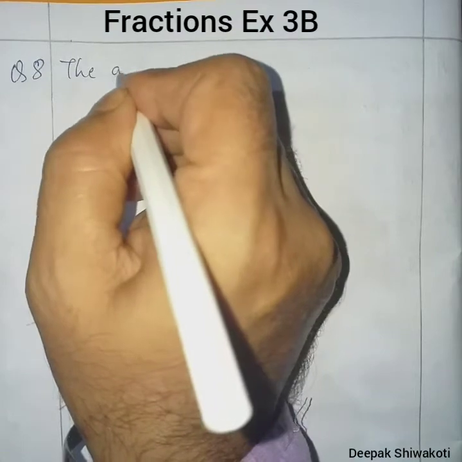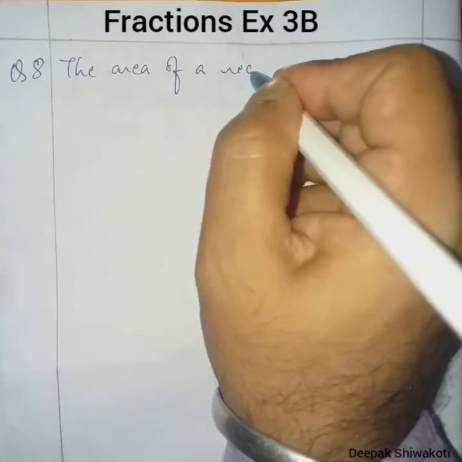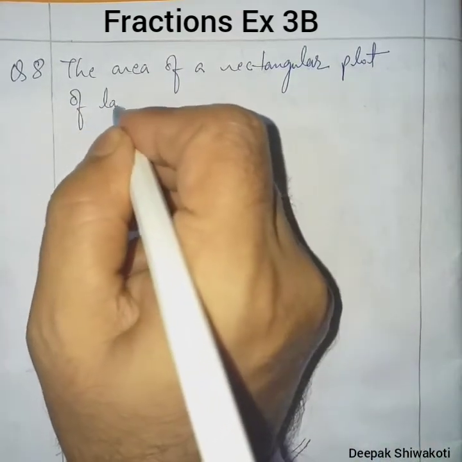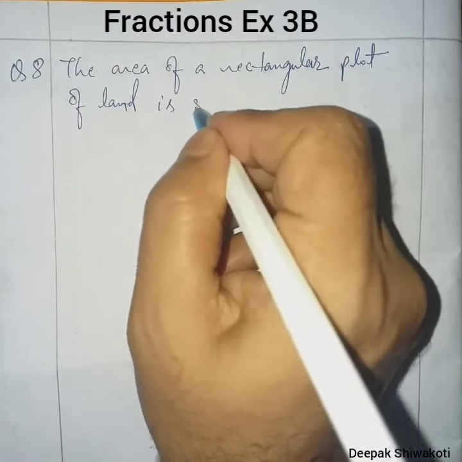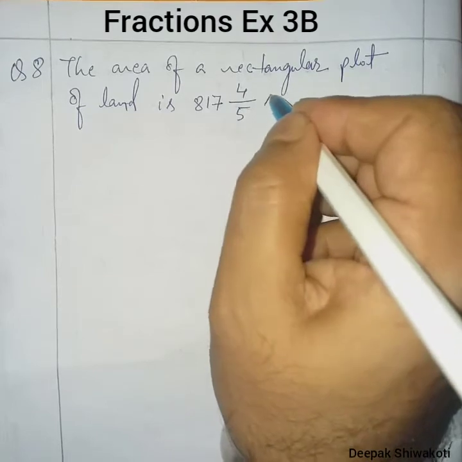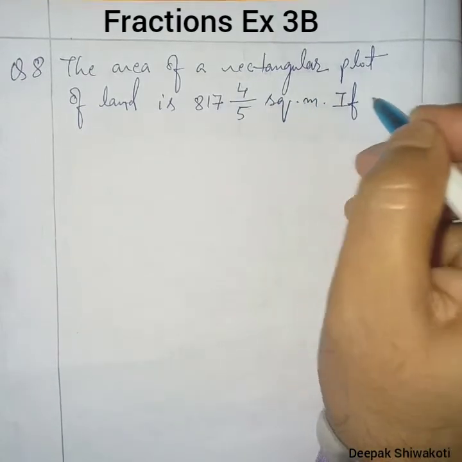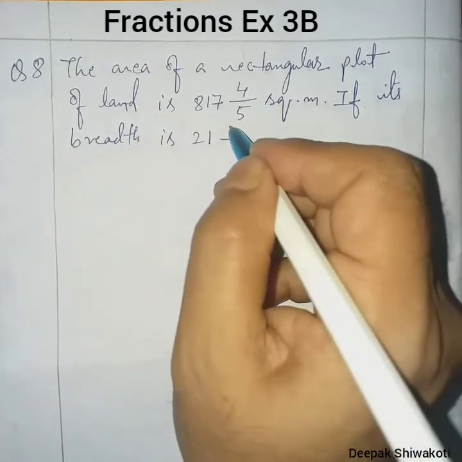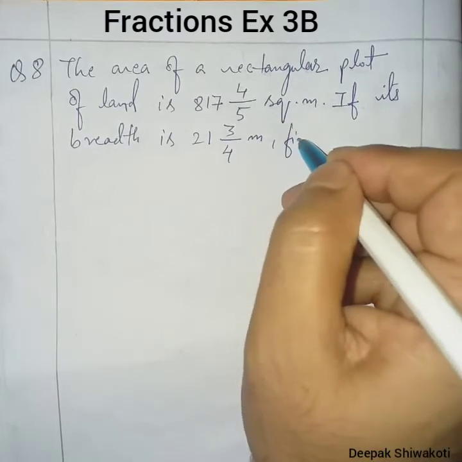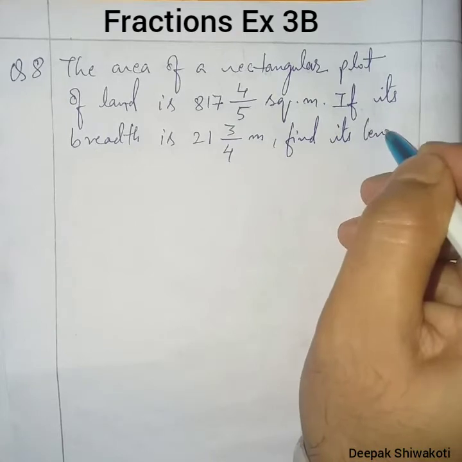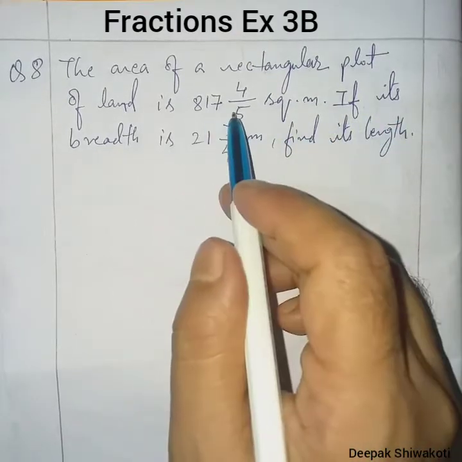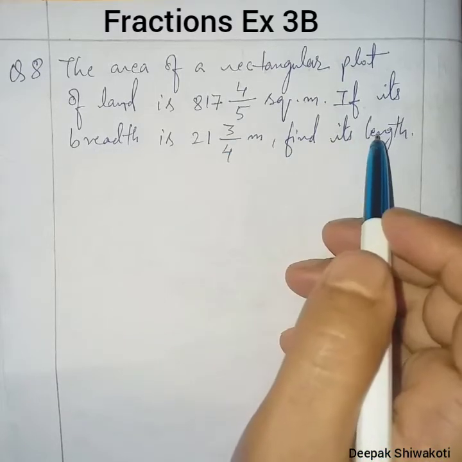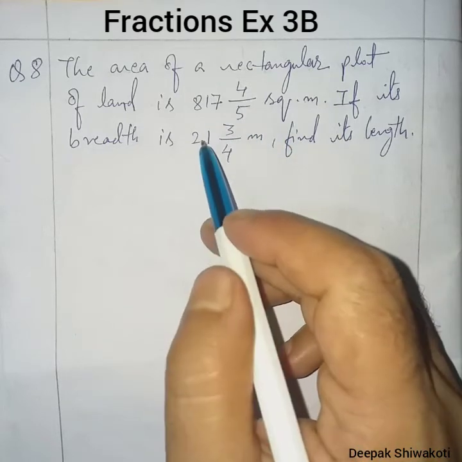The area of a rectangular plot of land is 817 whole 4 by 5 square meter if its breadth is 21 whole 3 by 4 meter. Find its length. Okay, so here area of rectangular plot is given and breadth of the rectangular plot is given. Then we will find length by the formula. Length is equals to area by breadth, isn't it?